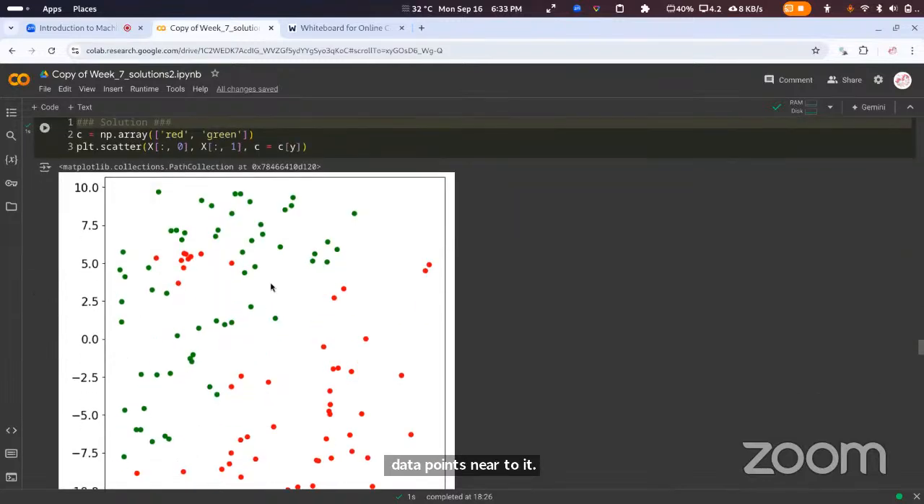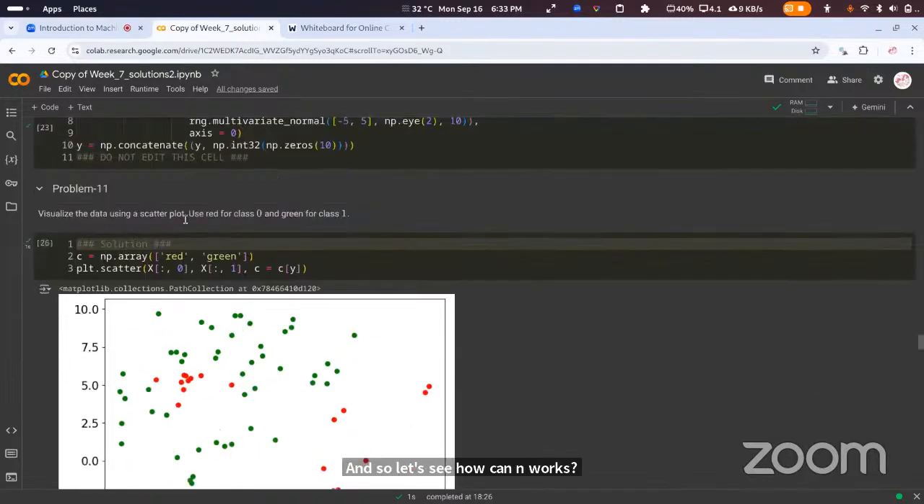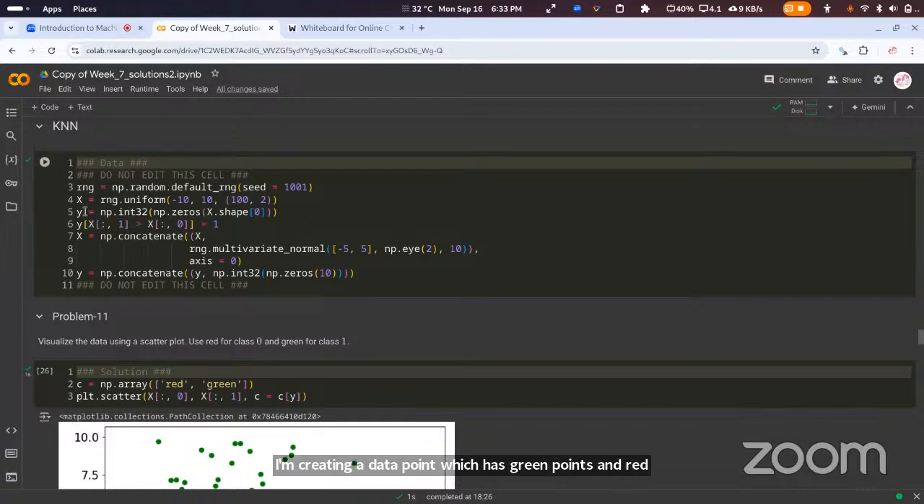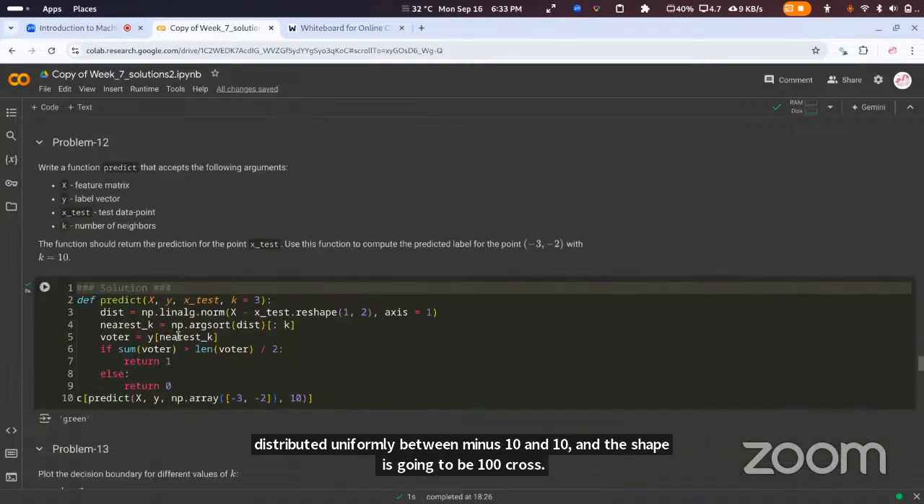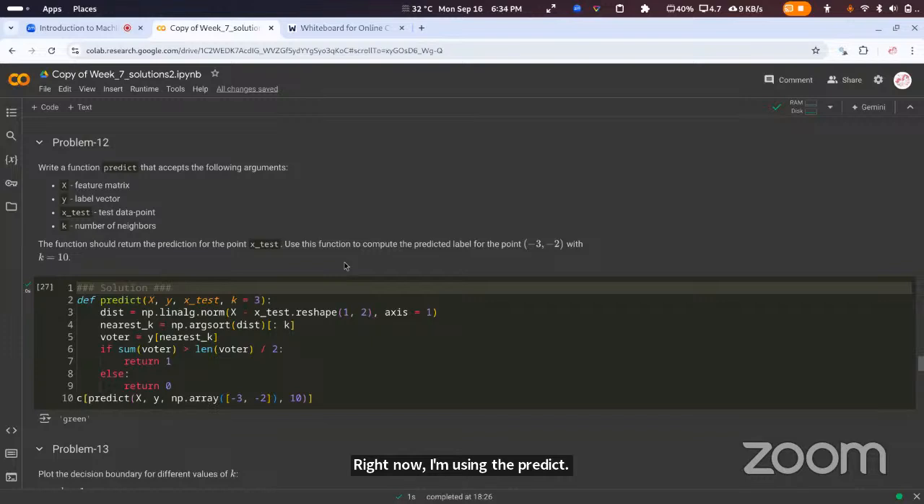I'm creating data points which have green points and red points. This is a random data point creation which is being done. I'm taking data points from a uniform distribution, distributed uniformly between -10 and 10, and the shape is going to be 100 cross 2. Fine. Now I'm using the predict function, which accepts 4 parameters, namely feature matrix, label vector, xs, and number of neighbors. The distance between each and every point is computed here. That is what helps the KNN algorithm to classify a point as belonging to class 1 or class 2.